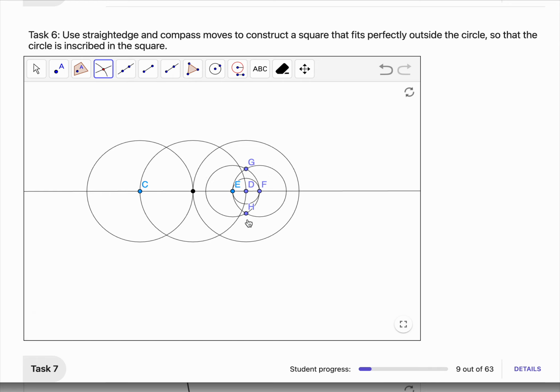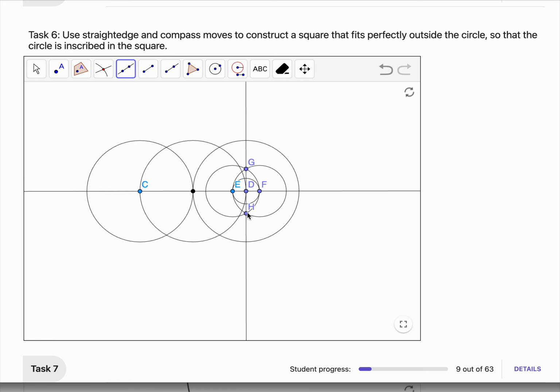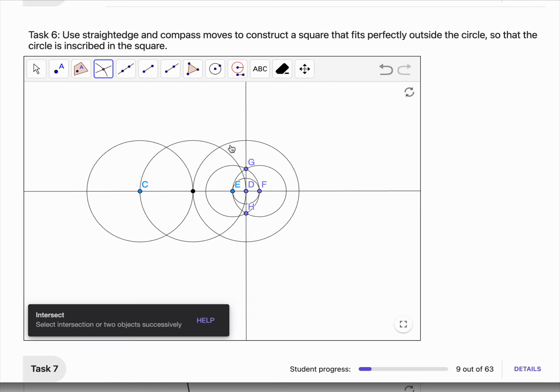Boom. So G and H. Now I'm going to make a line through G and H. There's G, there's H, and I've got a perpendicular line. Great. So I know that this is one edge of my square. And actually, I know that this point is one of the corners of my square, and that point is the other one. So why don't I actually call those out right now?